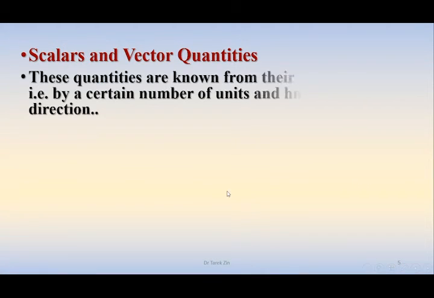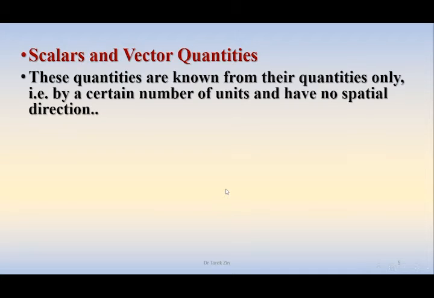This chapter, which is the first chapter, will talk about scalar and vector quantities. These quantities are known from their quantities only by certain numbers of units and have no spatial direction. Meaning that if we talk about vectors and scalar quantities, scalar quantities have a value, which is the magnitude, and have no direction.